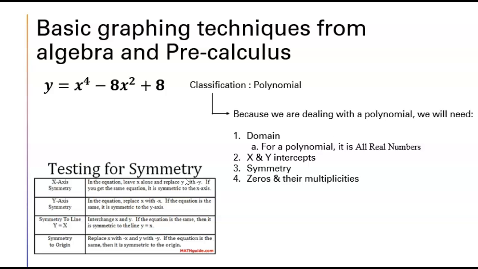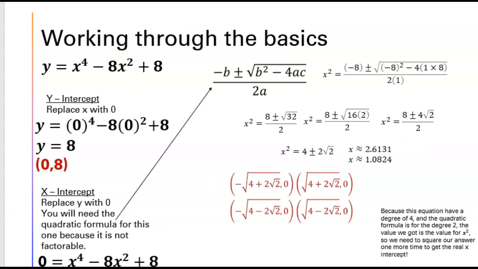To start off, because I'm dealing with a polynomial, that means that my domain is all real numbers, meaning I don't have any exceptions for my x values. But it's also important that I find my x and y intercepts, which is usually important for most graphs. Symmetry, which is always good to check, always helpful. And for polynomials, the zeros and multiplicities are incredibly important because they can cross the x-axis so many times.